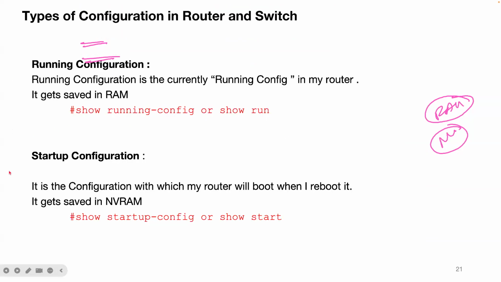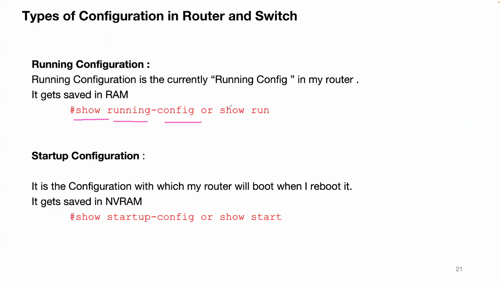Now, what is the command to see the running configuration? The command is show running-config. The command to see the startup configuration is what? Show startup-config. Okay. So those are the two different commands.